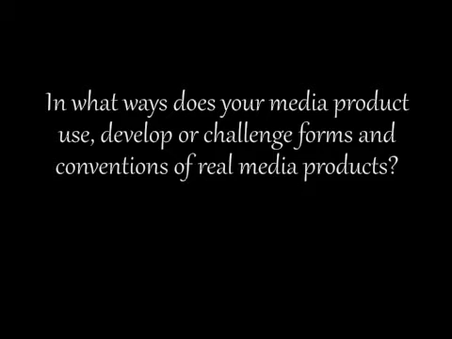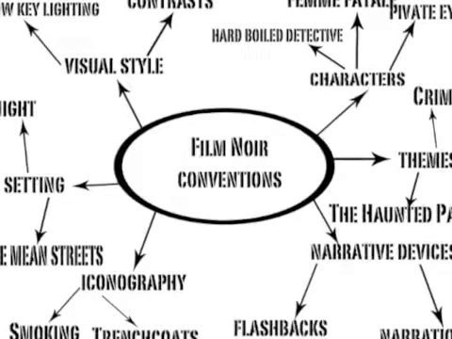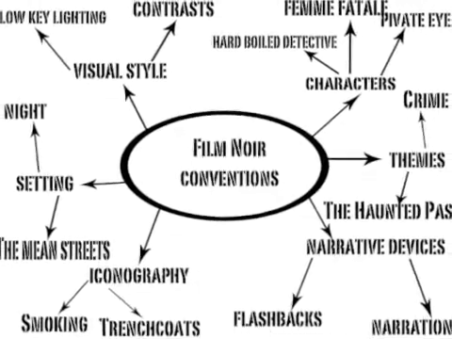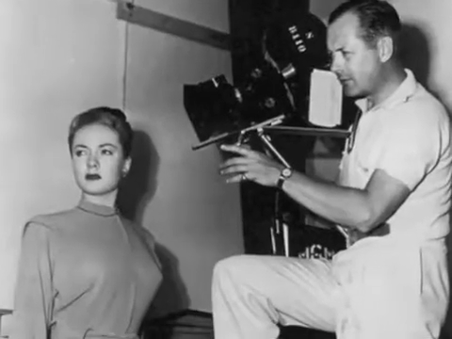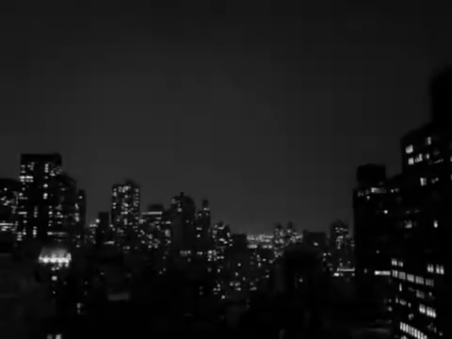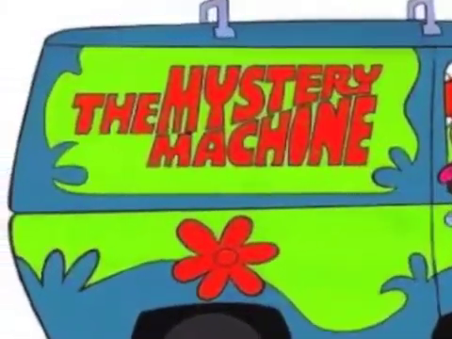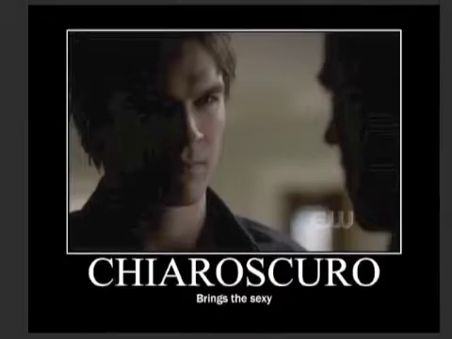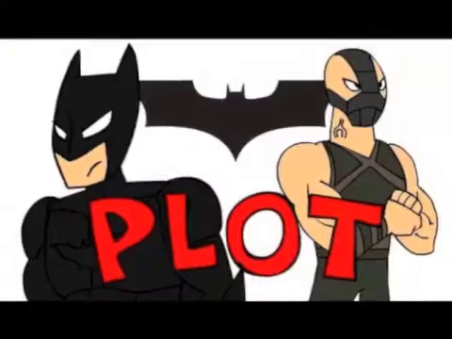In what ways does your media product use, develop, or challenge forms and conventions of real media products? We researched the conventions of film noir to see what elements we could use in our film. We found the common features of filming in black and white, set in a city, set at night, detective, mystery, having a femme fatale, chiaroscuro, the theme of pessimism, and a dark blue.